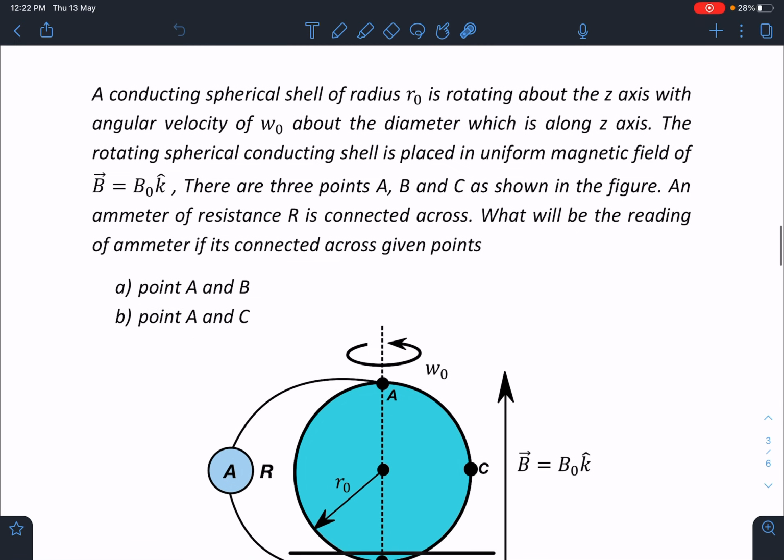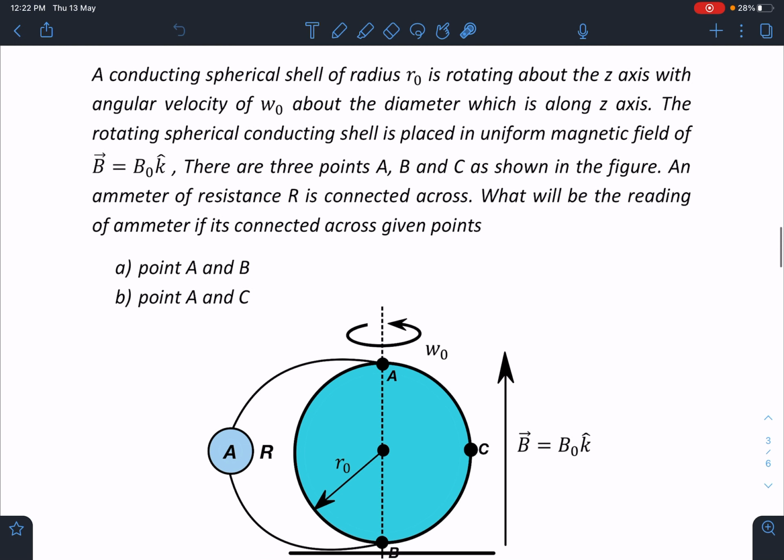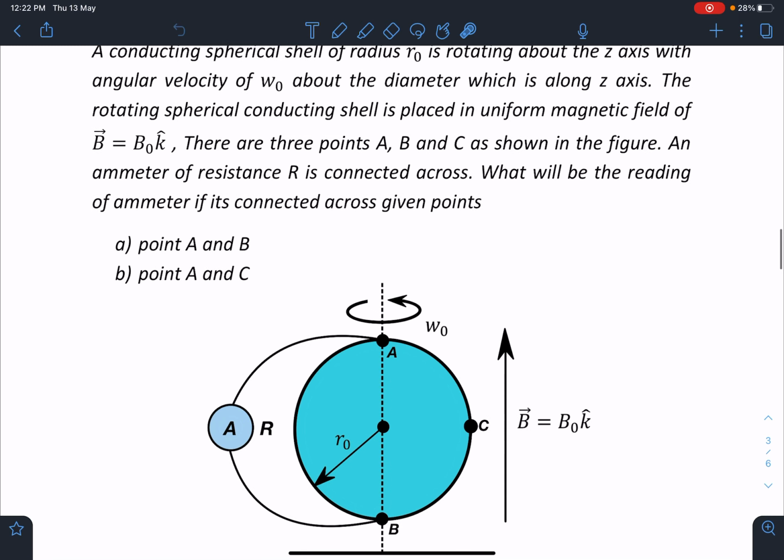So here is the problem statement. It's an original problem. A conducting spherical shell of radius r0 is rotating about the z-axis with angular velocity omega naught about the diameter, which is along the z-axis. The rotating spherical conducting shell is placed in a uniform magnetic field of vector B naught k cap. There are 3 points A, B, C as shown in the figure, and a meter of resistance R is connected across these points. What will be the reading of the meter if it is connected across the given points? First part, it is points A and B, which are diametrically opposite points, and between points A and C.